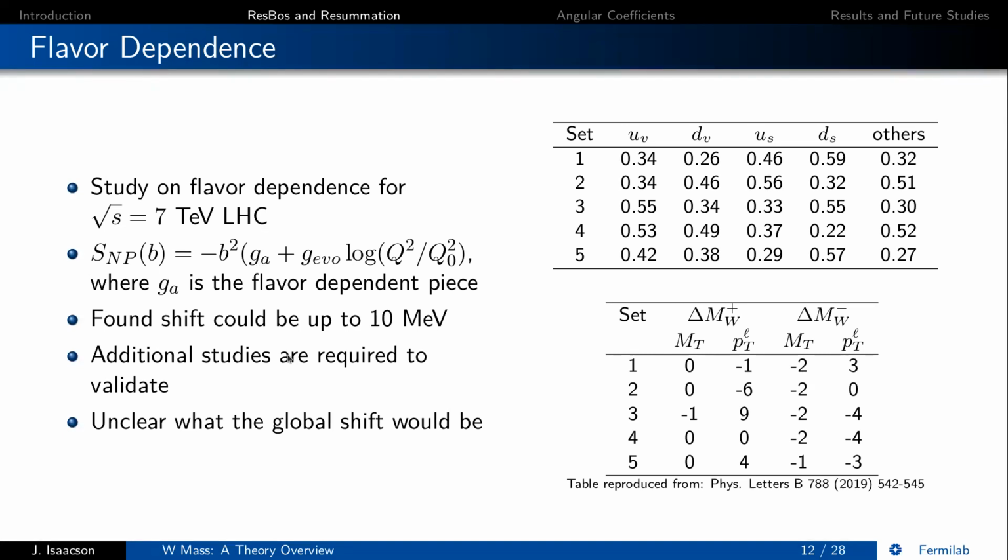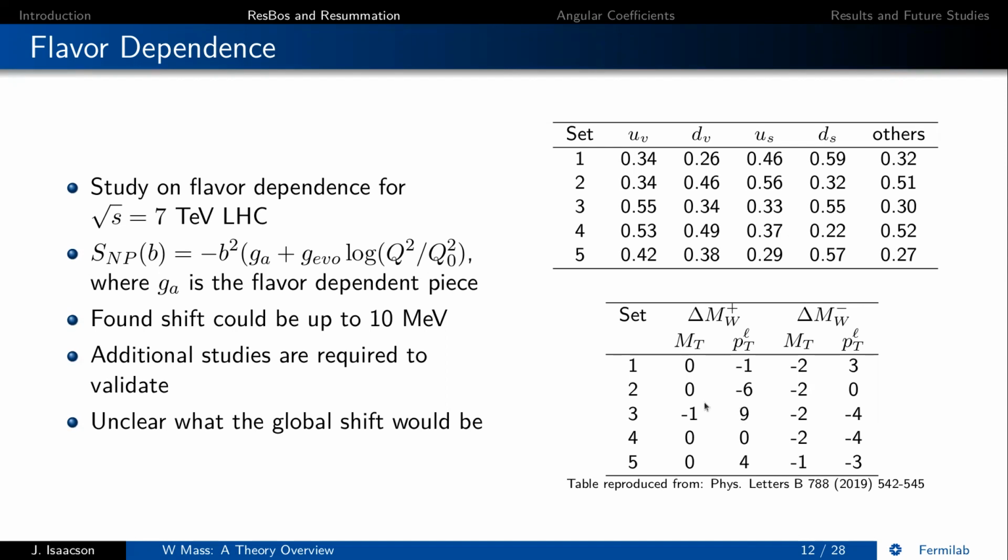They then go through a bunch of different parameterizations of g_a, different values that you can get, turn the cranks, and extract the shift in the W mass that they find. And they find that in a certain kinematical region, for one of their sets, for one of the distributions, the shift could be up to 10 MeV. So this could be a large effect.